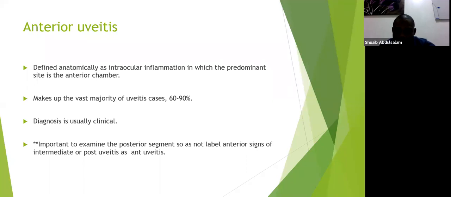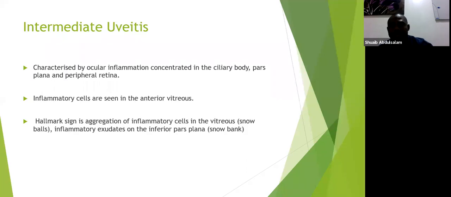Usually, you can make your diagnosis clinically, but I would like to stress that it's important for you to examine the posterior segment so that you do not label the anterior signs of an intermediate or posterior uveitis as an anterior uveitis. So you make your assessment of an anterior uveitis after examining the posterior segment, and you're sure that there's nothing there. All you have is an anterior uveitis. That's when you can say you have an anterior uveitis.